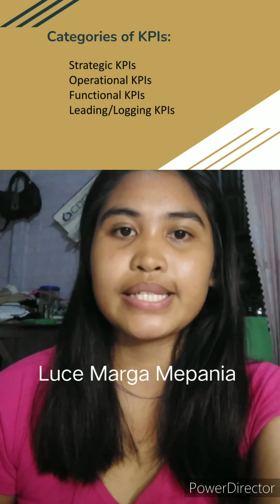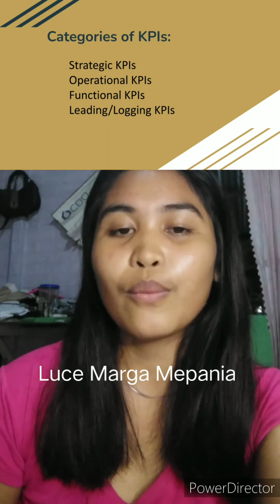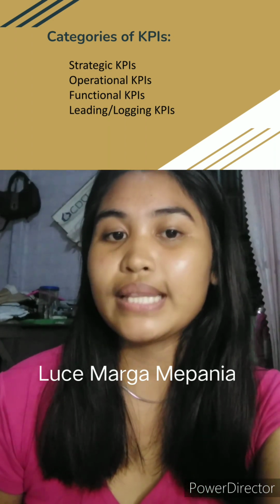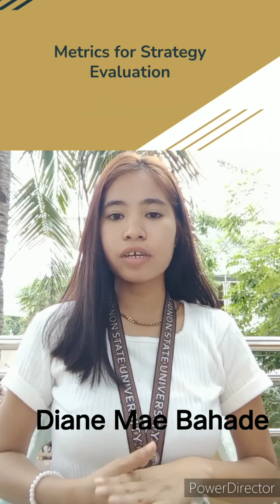Fourth, leading or lagging KPIs. Leading KPIs are used to predict and measure the future performance of a company, while lagging KPIs are used to measure past performance or what is already achieved. So we have four metrics objectives.